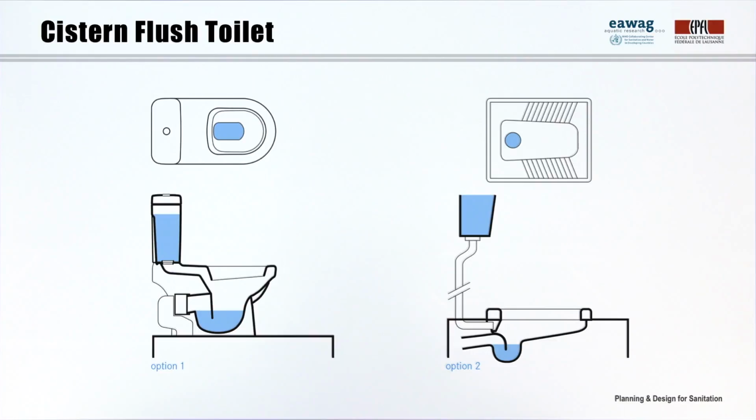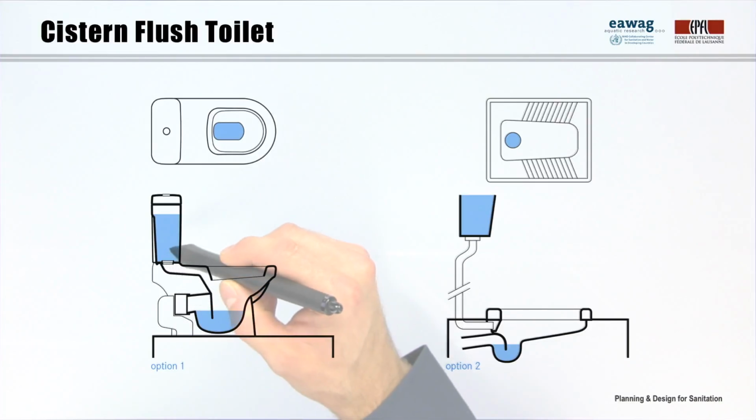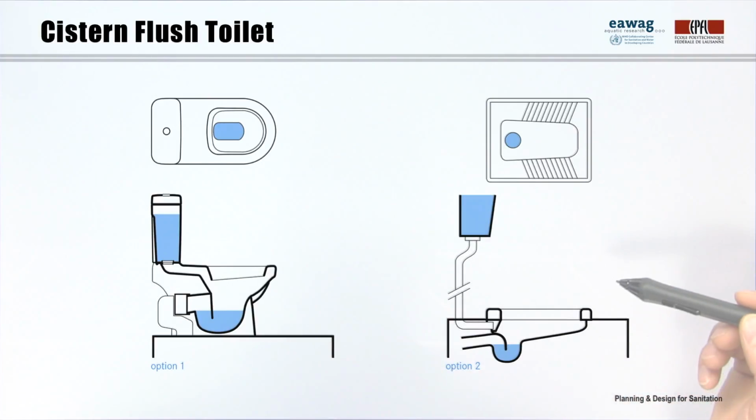The cistern flush toilet, or water closet, is another very widespread and well-known water-based user interface. It also has a water seal and is equipped with a water-filled cistern. When the user operates the flush mechanism, the water from the cistern is released into the toilet bowl to carry away the excreta to the next functional group. Both sitting and squatting models exist.